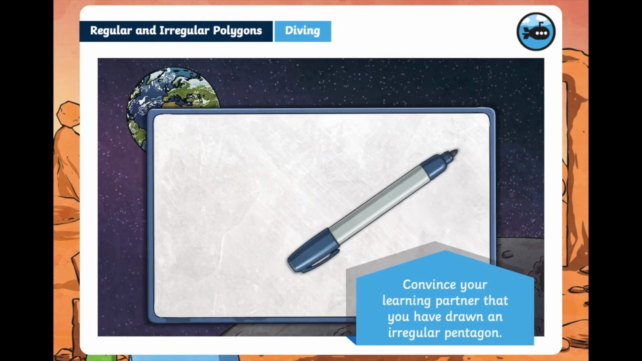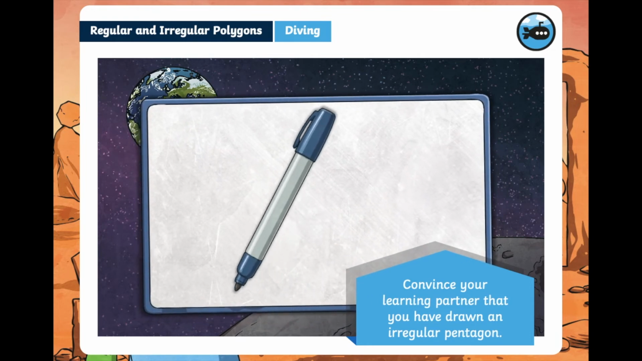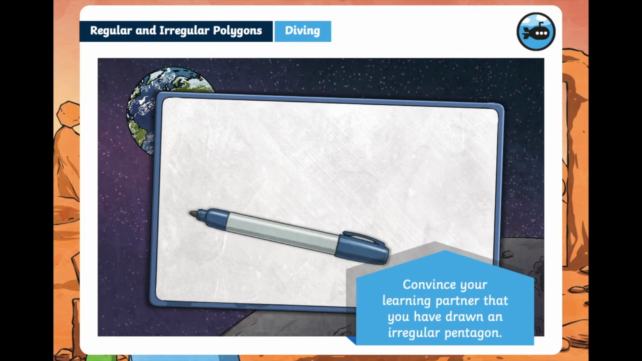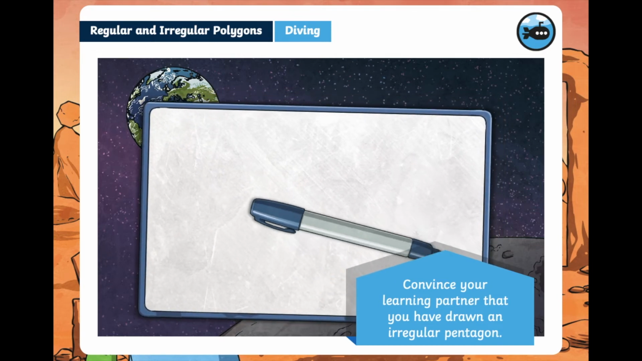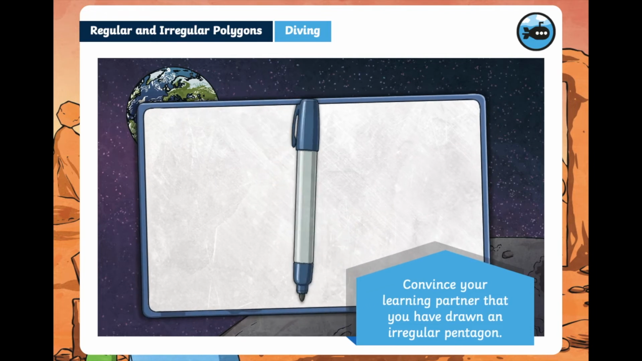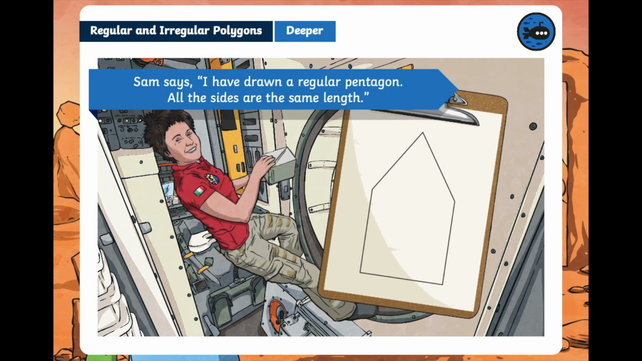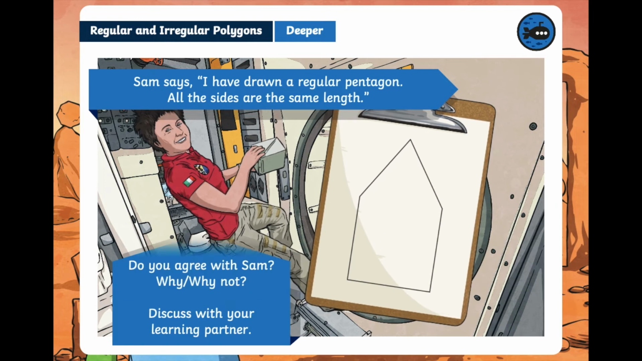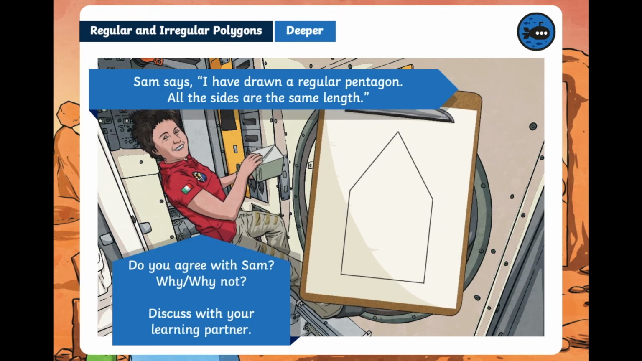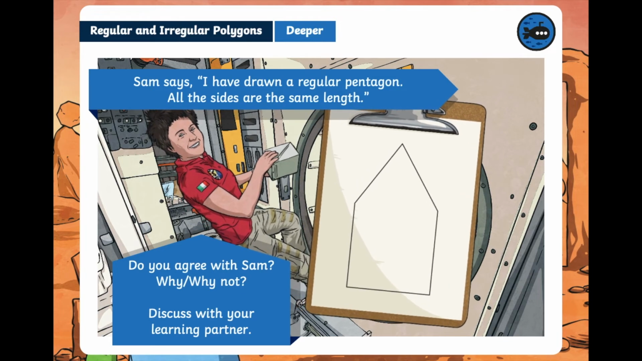Your irregular pentagon should have 5 sides, but because it is irregular, it should have different lengths of sides or different sizes of angles. And if it has that, then it's an irregular pentagon. Sam says, I have drawn a regular pentagon. All the sides are the same length. Do you agree with Sam? Why or why not? So either have a think about that or discuss it with somebody near you.